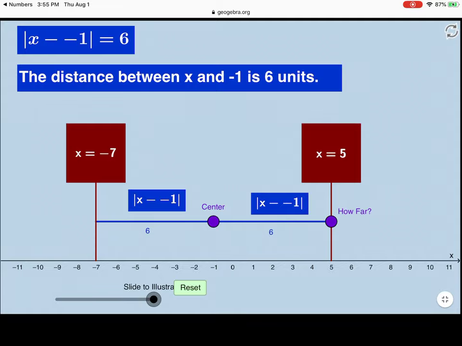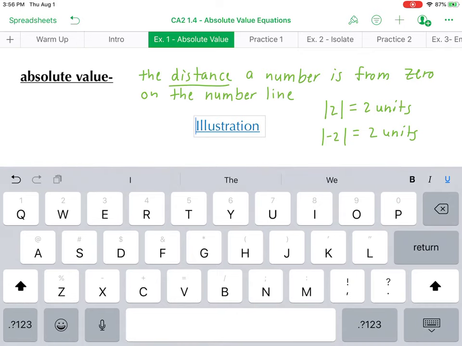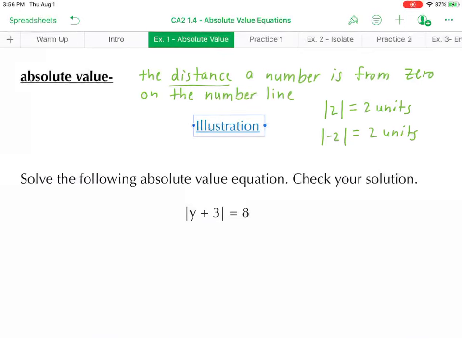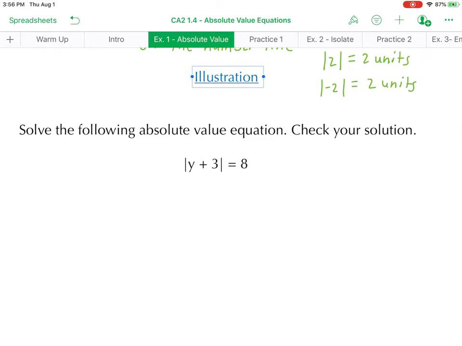numbers file. If you have the file in front of you, just click numbers in the top left there. It should take you right back to the file. And here's our first example. We want to solve this equation and check our solution. Okay, as we saw from the illustration, we should end up most likely with 2 answers, right? So I have the absolute value of y plus 3 is equal to 8.